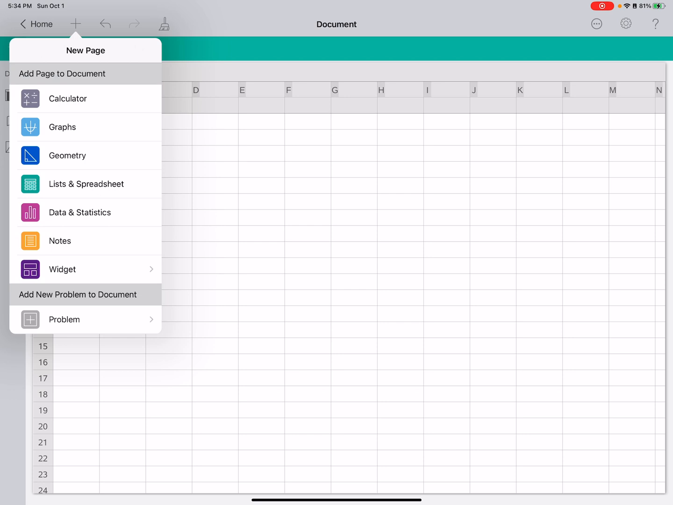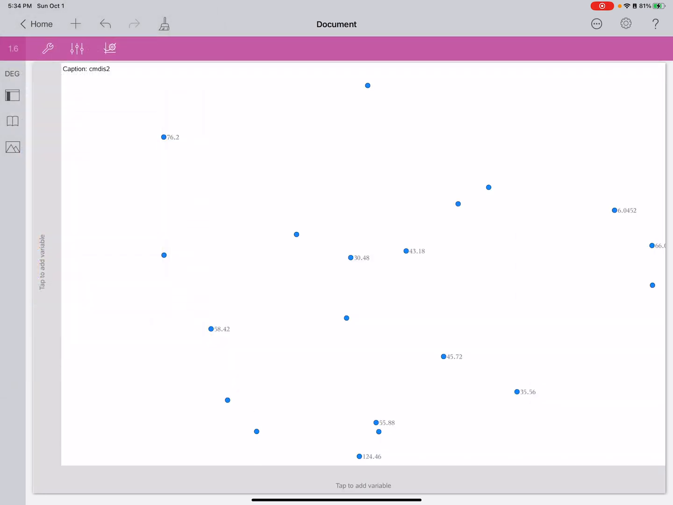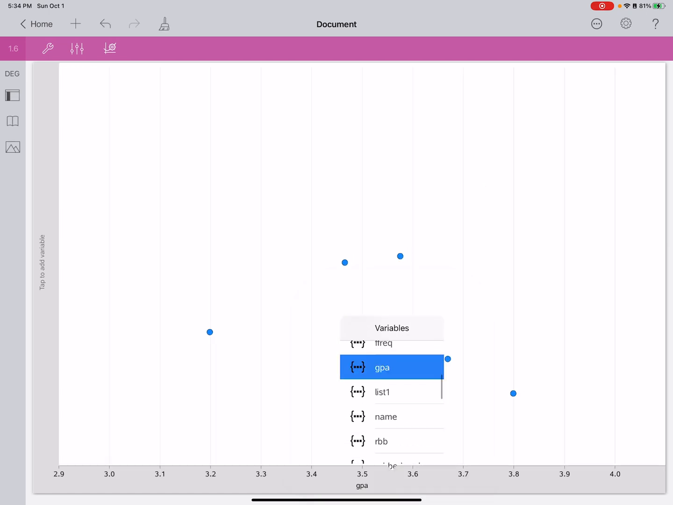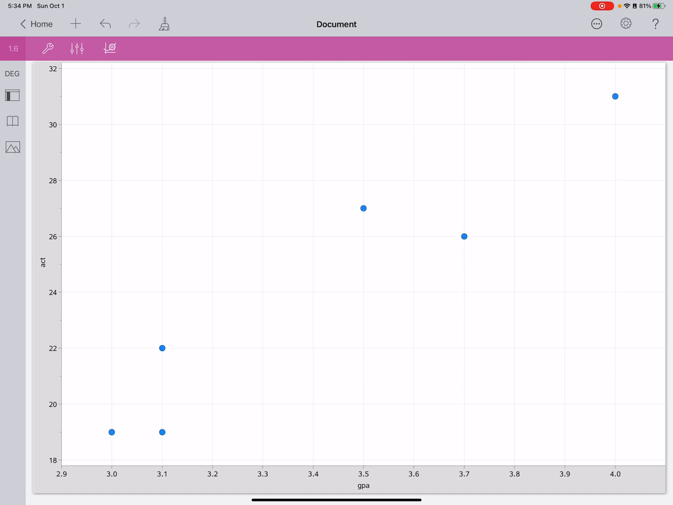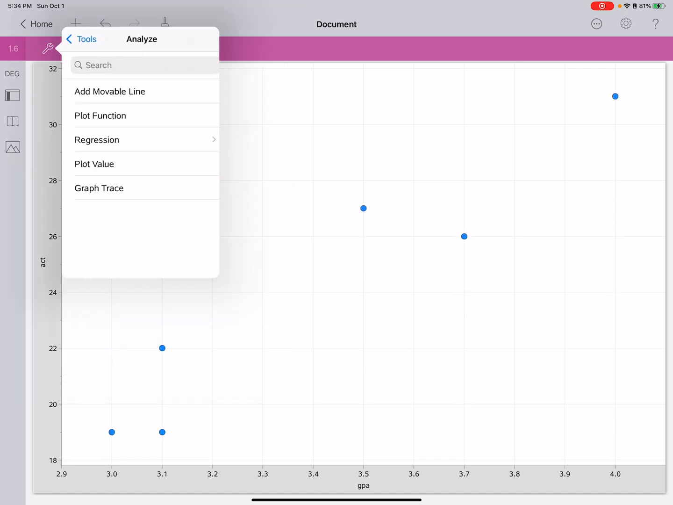Okay, so then I'm going to go ahead and graph it. So menu, data statistics, and that's going to be GPA. So I'm going to go down to GPA. And then ACT. And then I'm going to make my line, which is menu, analyze, regression. And number 2, show linear.